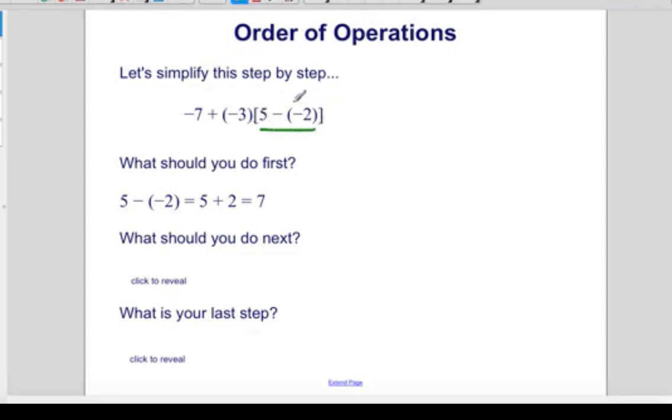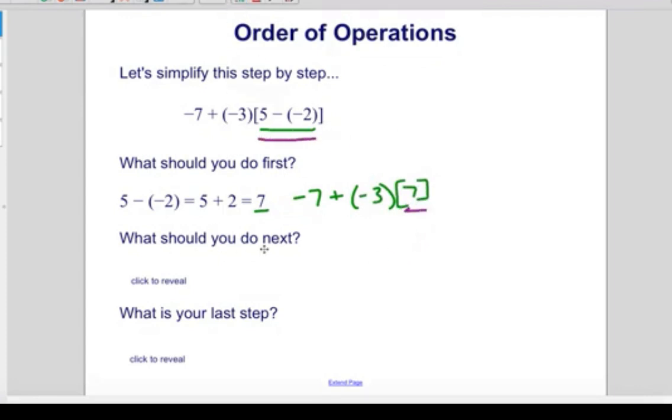Here, we actually have an operation inside of the parentheses, or the brackets. So 5 minus negative 2 becomes 5 plus 2, and that equals 7. So now, we can rewrite this whole expression as negative 7 plus negative 3 times 7. So you can see how this whole part just became 7.